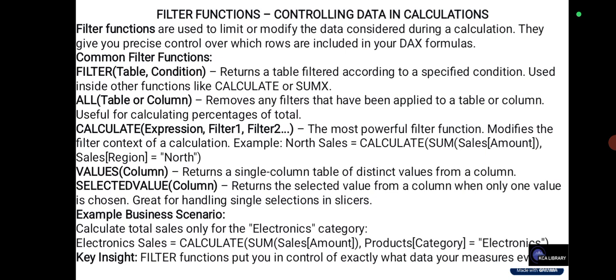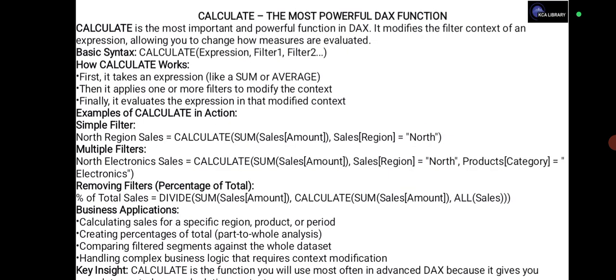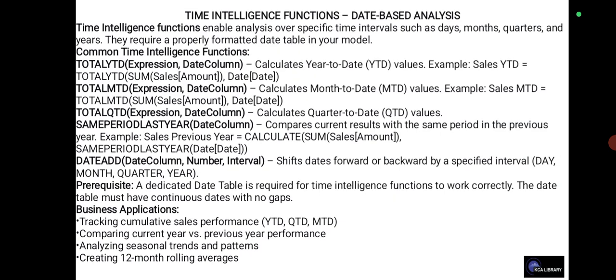So let's look at filter functions. Filter functions are used to limit or modify the data. If you want to modify your data or limit it to where you want to consider during calculation, you use the filter function. Then CALCULATE. CALCULATE is the most important and powerful function in DAX because it helps to modify the filter context of an expression, allowing you to change how measures are evaluated. So it can help you to create percentages of total. It can help you to calculate sales for a specific region, product, or period.